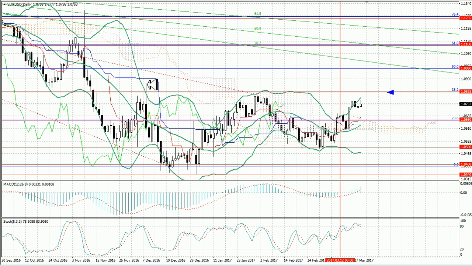This level was tested twice in the last few months. In case of a breakout here, the development of an upward trend to the level of 1.0960 is possible. However, the beginning of the correction to the level of the middle line of the Bollinger Bands indicator, to the level of 1.0660 and further to 1.0500, is not excluded. This scenario is supported by the Stochastic, which is ready to leave the overbought zone and form a sell signal.